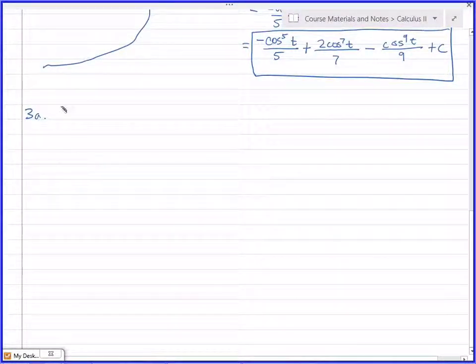I have the integral of x squared over the square root of 9 minus x squared dx.